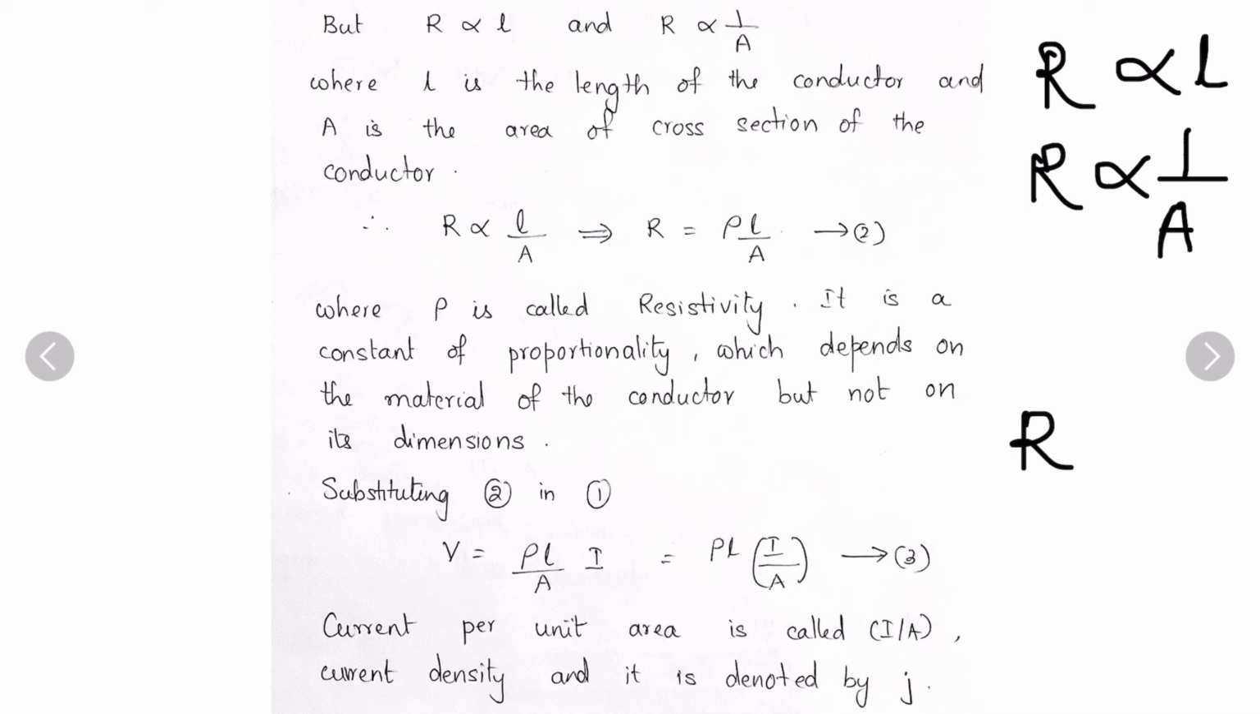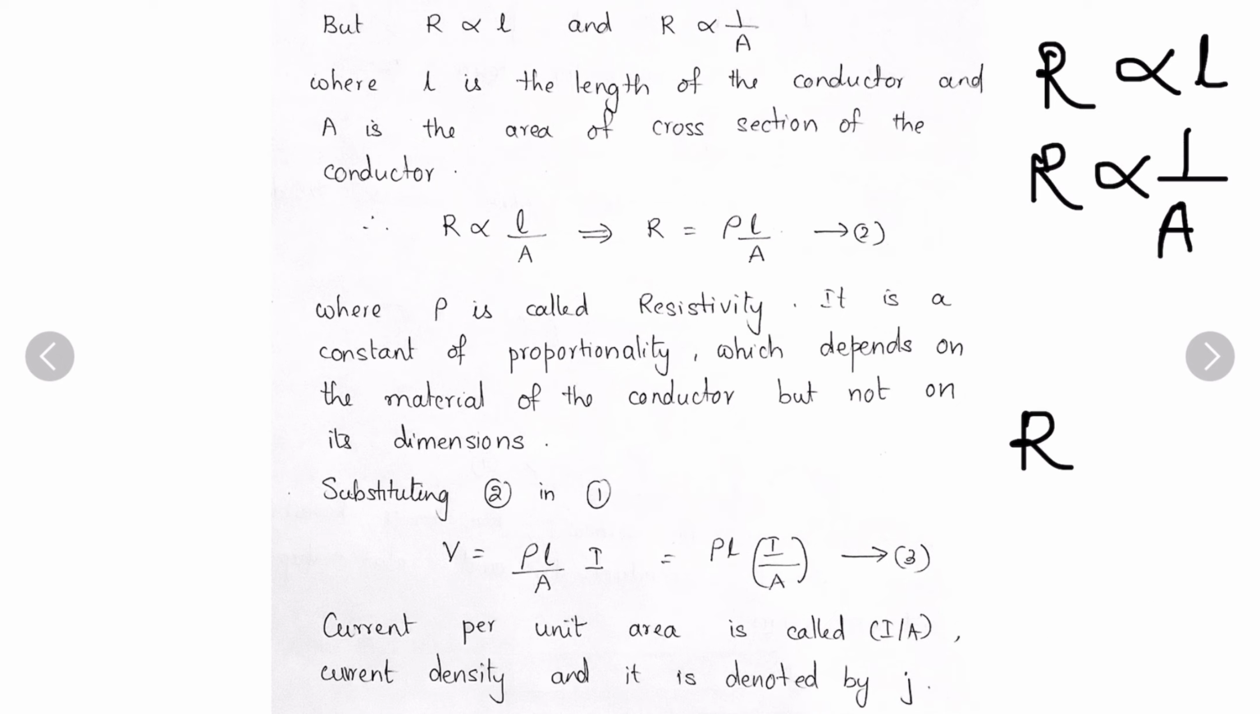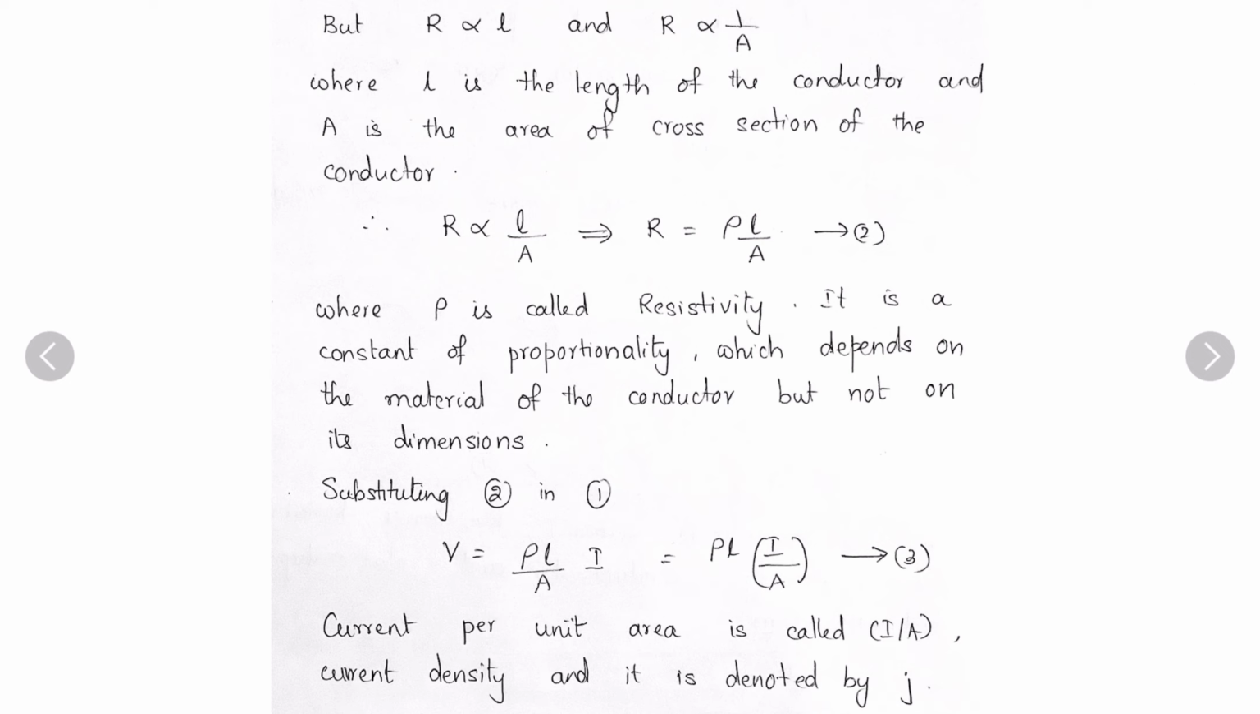Combining them together, we can write R is proportional to L by A. I always tell you, after the proportionality symbol, the very next step is R is equal to some constant into L by A. Every time after proportionality we get is equal to and one constant. Here the constant is rho. We pronounce it as rho, where rho is the resistivity. It is called resistivity. We are learning another new term.